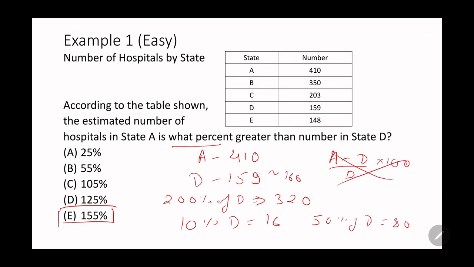Now if you are wondering, we had 200% plus 50%, which is 250%. So why are we choosing 155? Now that is where the phrasing part came in. It is asking what percent greater, not what percent of. So the percent greater is going to be 250% minus 100, which is somewhere around approximately 150%.